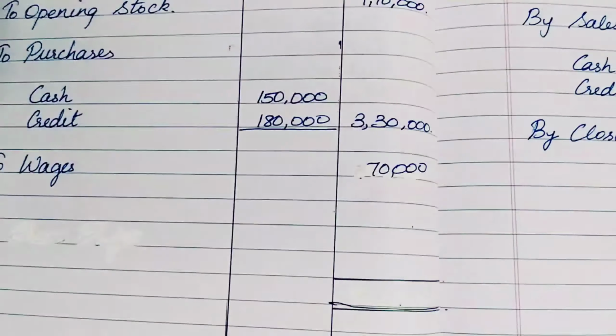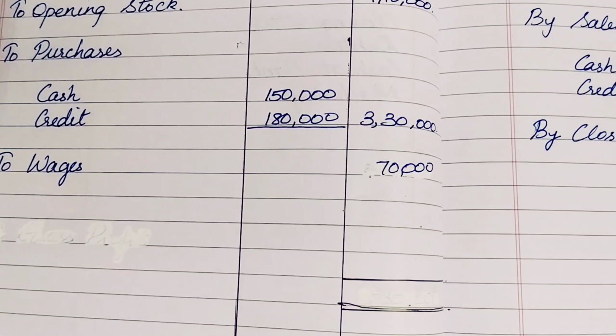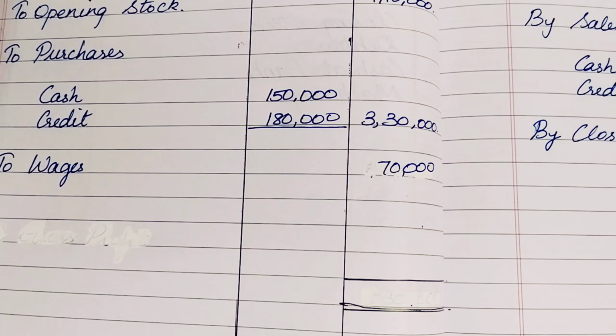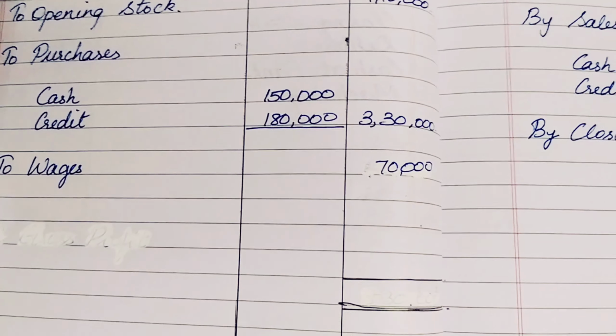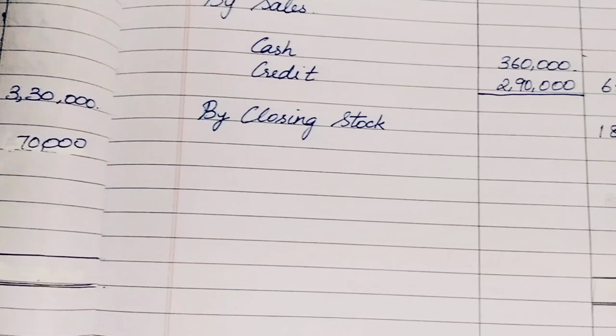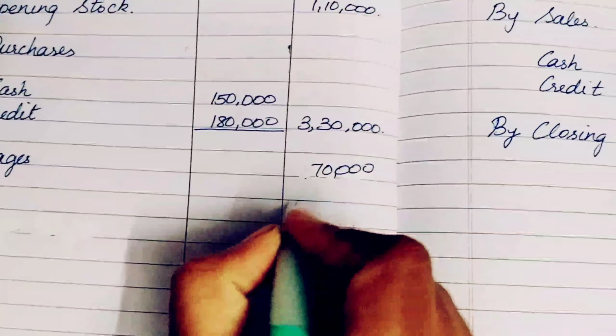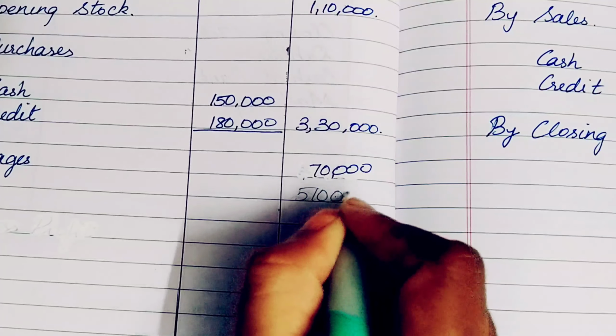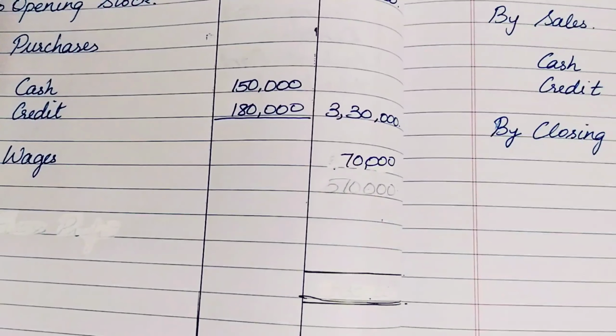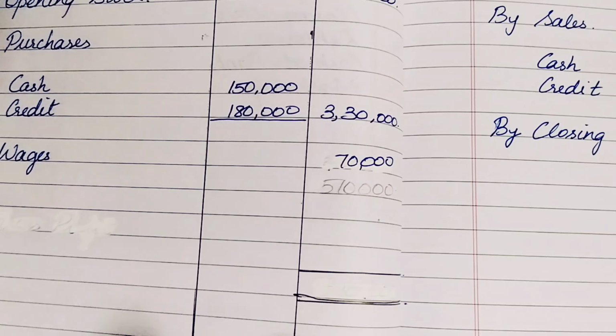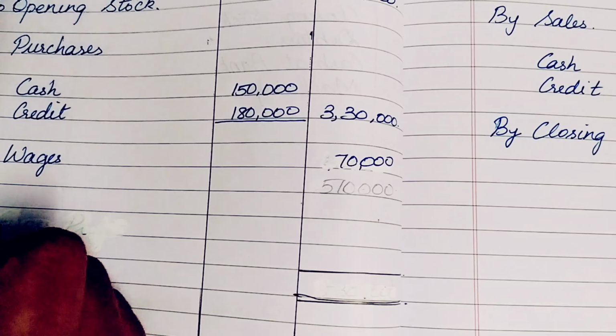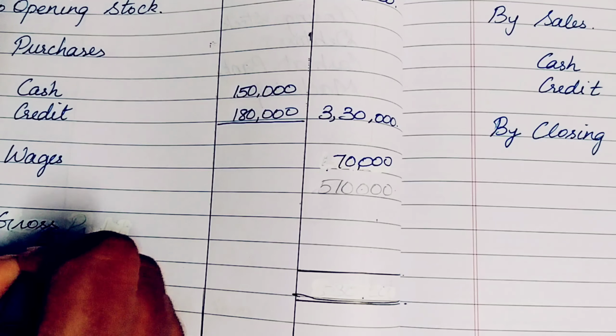Now all the items have been recorded. Next we are going to get the total of both the sides. On my credit side, I get 8,30,000 as my total, and on the debit side, I get 5,10,000. The side which is less is the debit side. So here it's going to be the gross profit. So, to gross profit.